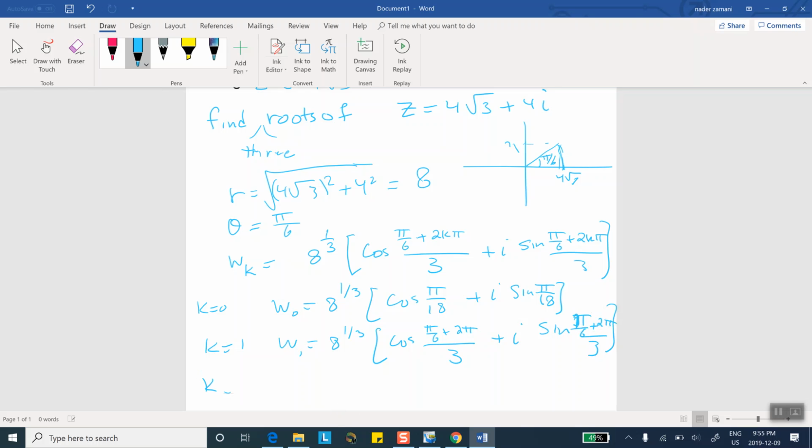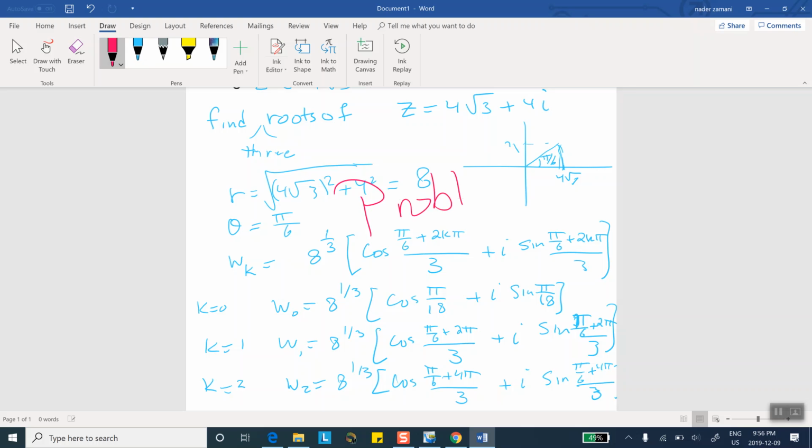And finally, k equal to 2. These are the three roots. w2 is 8 to the 1/3 cosine of (pi over 6 plus 4 pi) over 3 plus i sine of (pi over 6 plus 4 pi) over 3. I want to remind you that this thing that I just did was problem 82. Okay, problem 82 worded in a different way.